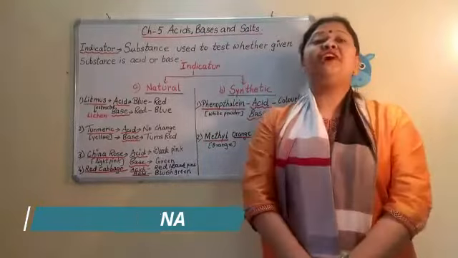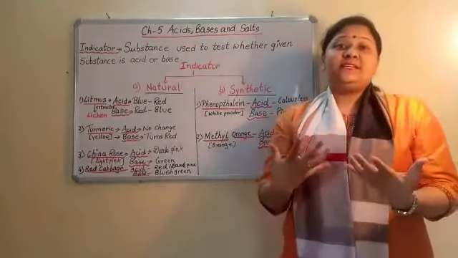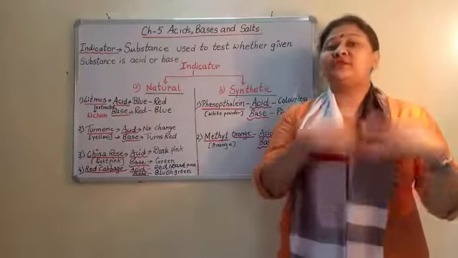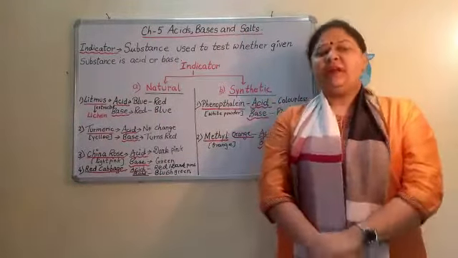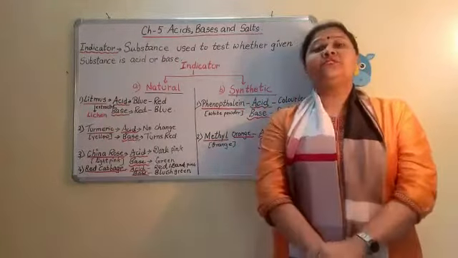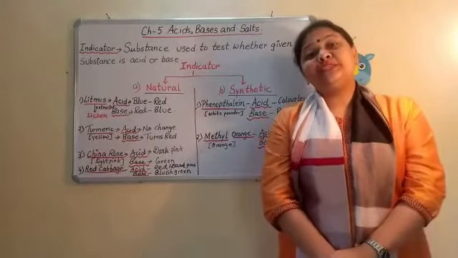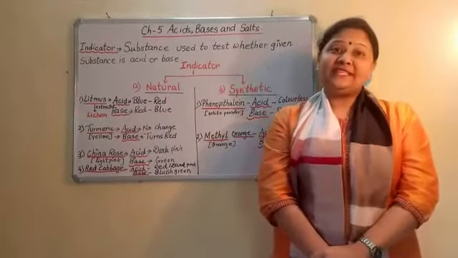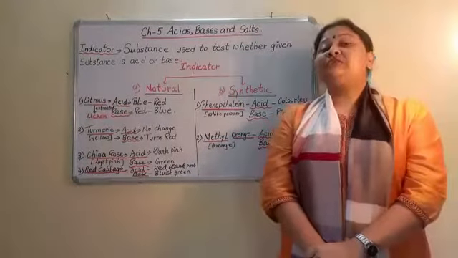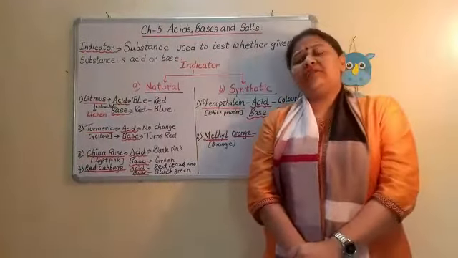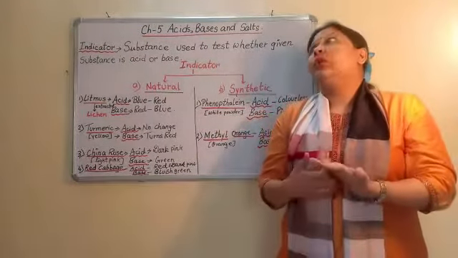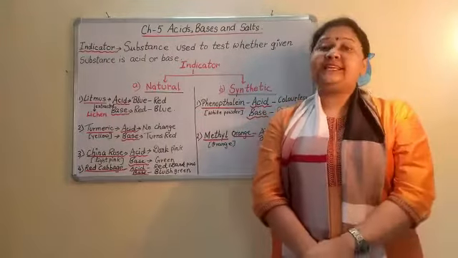In our day-to-day life, we are using many substances. Some are basic, some are acidic, but we do not know which is acidic and which is basic. Today I'm going to tell you something. Most sour fruits, for example lemon juice, oranges, guava, all contain acid. When we talk about bases, whatever we use in our day-to-day life, like detergent powder, hand wash, toothpaste, all are basic in nature.